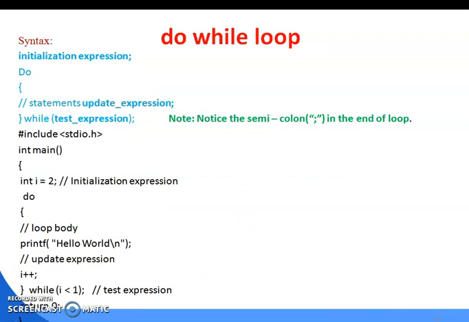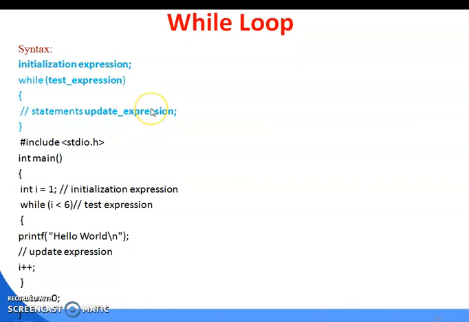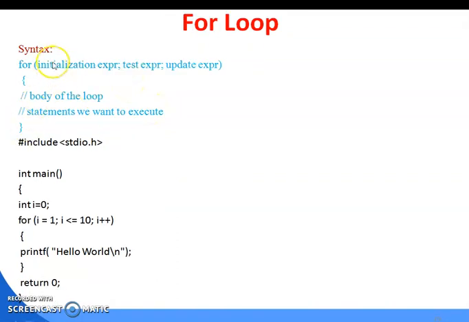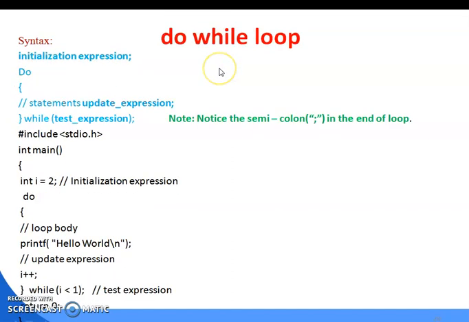And the do while loop is the exit control loop. That means initialization expression, do, statement, update expression, while test expression. Note that a semicolon is used after the loop condition here, but in the for loop or while loop there is no semicolon. In the do while loop there is the semicolon, right? Let's look at the program. #include <stdio.h>, int main, int i equal to 2. In this expression, do printf hello world, i plus plus, while i less than 1, return 0.